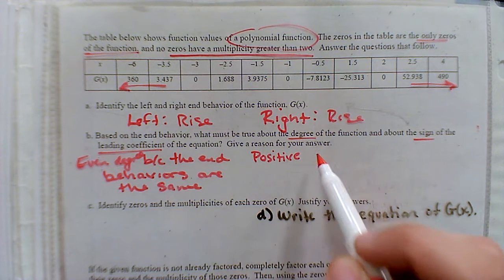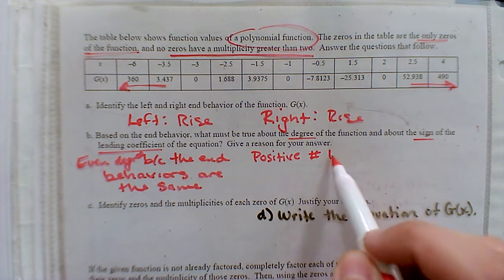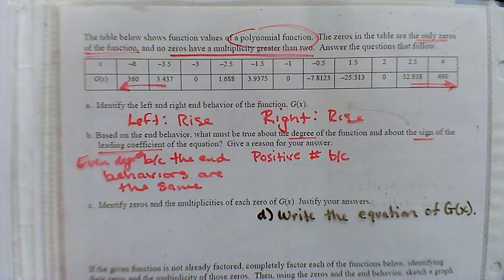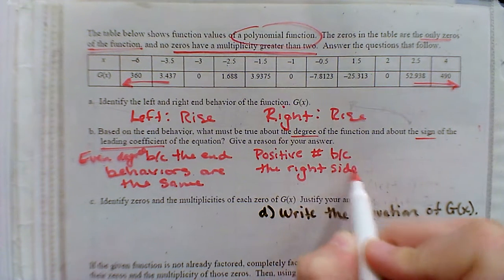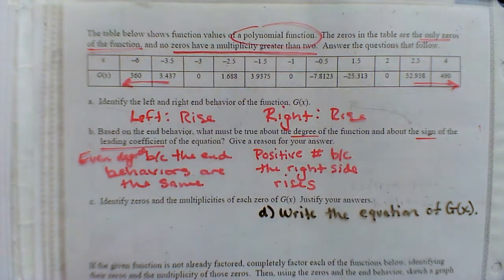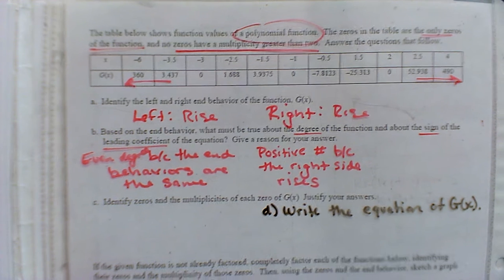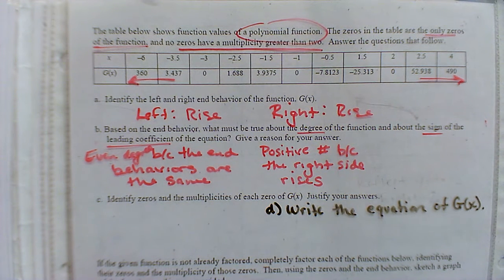Yes. How do you know it's positive? Positive leading coefficient, positive number. Not necessarily that they're both rising. Which one do we look for? Say it again? The right-hand side, because the right side rises. Good. All right, so far so good.